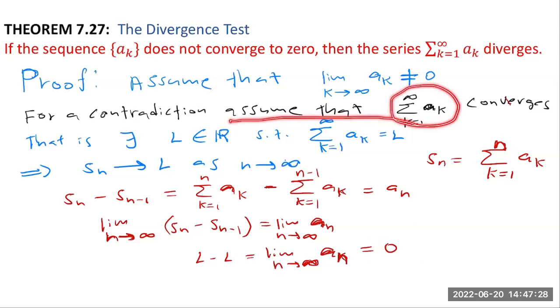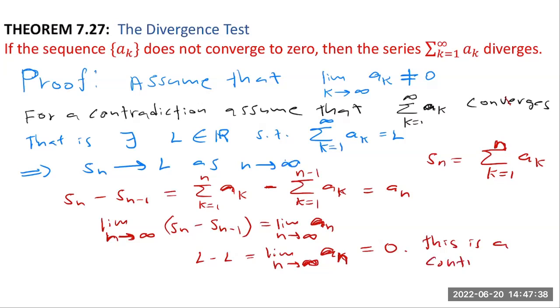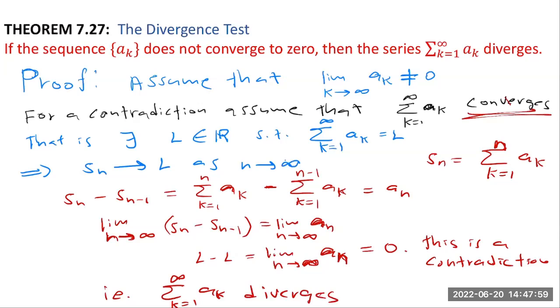We assumed that this converges, right? It does not converge. So this is a contradiction. That is, the original series, the sum from k equals 1 to infinity of ak, diverges. Our assumption was wrong. Our assumption was that it converges, but it gave us a contradiction. So the original series diverges. Okay, this is the divergence test.